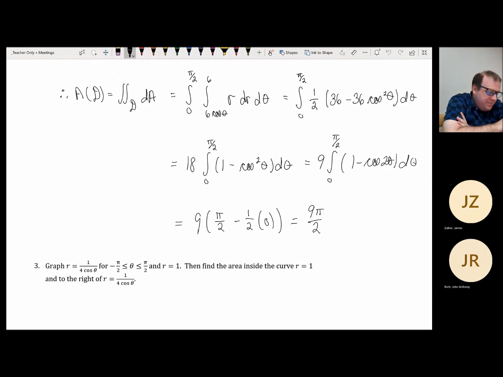We're going to graph r equals 1 over 4 cosine theta and r equals 1 between negative pi over 2 and pi over 2. Then we'll go ahead and find the area inside the curve r equals 1, but to the right of 1 over 4 cosine theta.